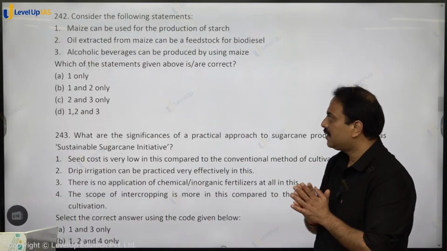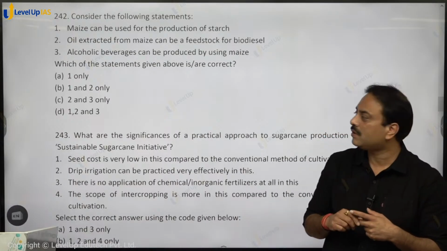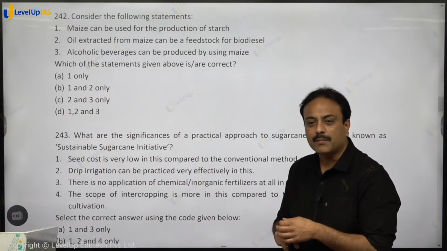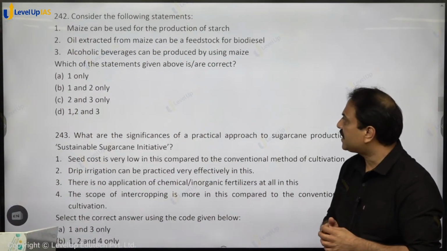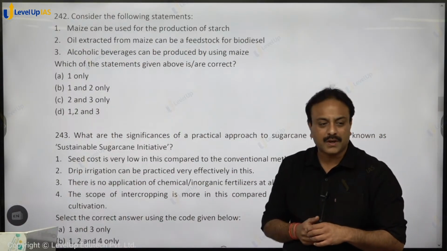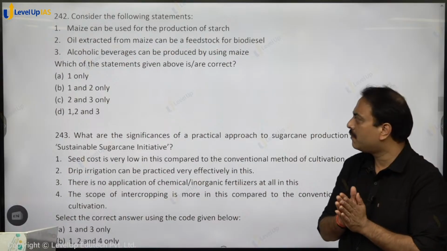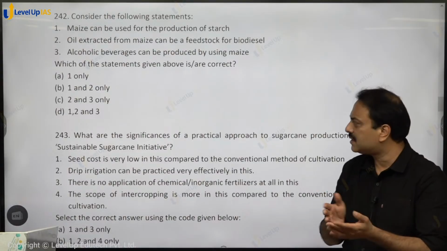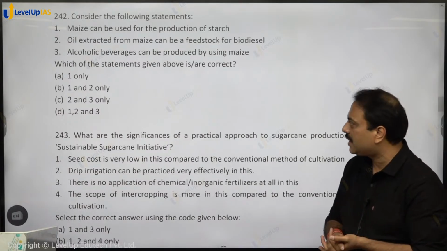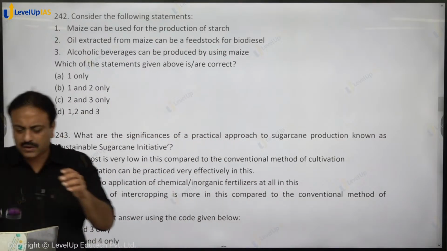Consider the following statements. Maize can be used for the production of starch. Starch, yes or no? So maize can be used for the production of starch. It is a correct statement. Maize is what? Corn, makka. Oil extracted from maize can be feedstock for biodiesel. The oil is a feedstock for biodiesel. It helps in the production of biodiesel. It is correct. Alcoholic beverages can be produced using maize. A number of beers and whiskeys are produced using maize. So it is a correct one. One is correct, 2 is correct, 3 is correct, all 3 are correct. So option D for dog shall be the right answer to this particular question.